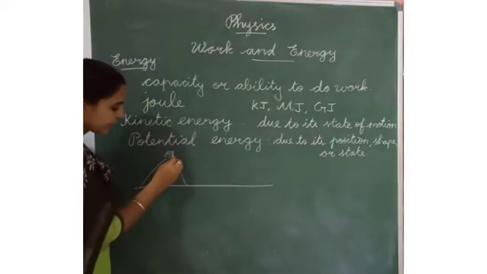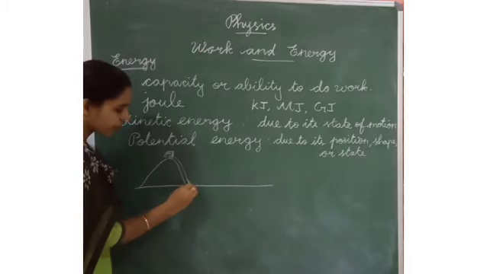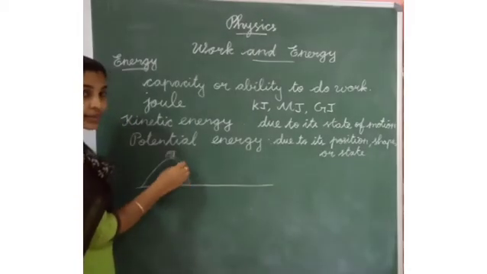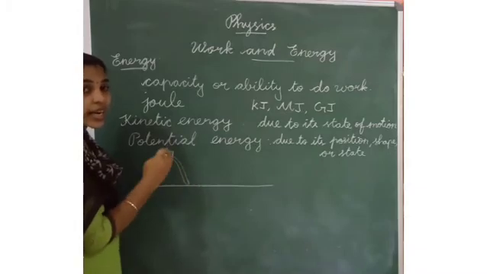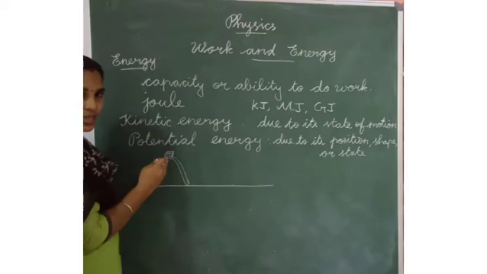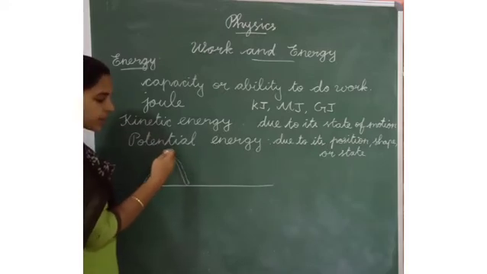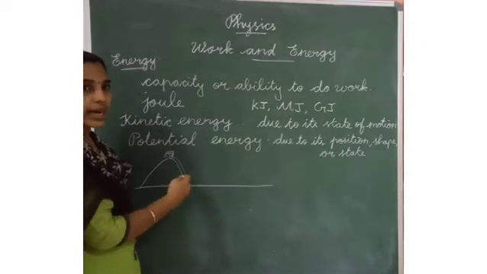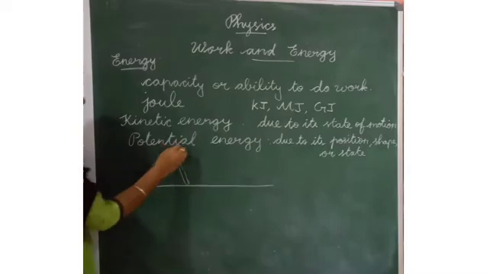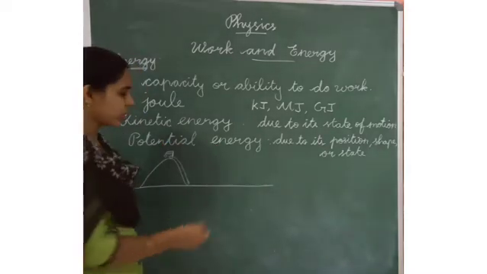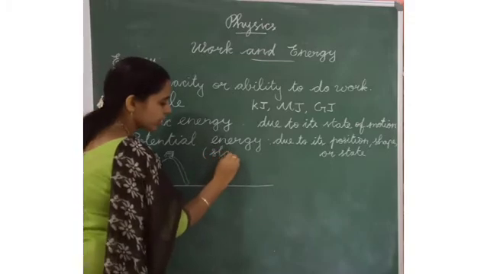Next one is the vehicle moving this way. When the vehicle is moving, this is the kinetic energy. So when the object is at rest or in position, it is called potential energy. When the object is moved, we can say this is the kinetic energy. This potential energy we can say is the stored energy. What is that? Stored energy.